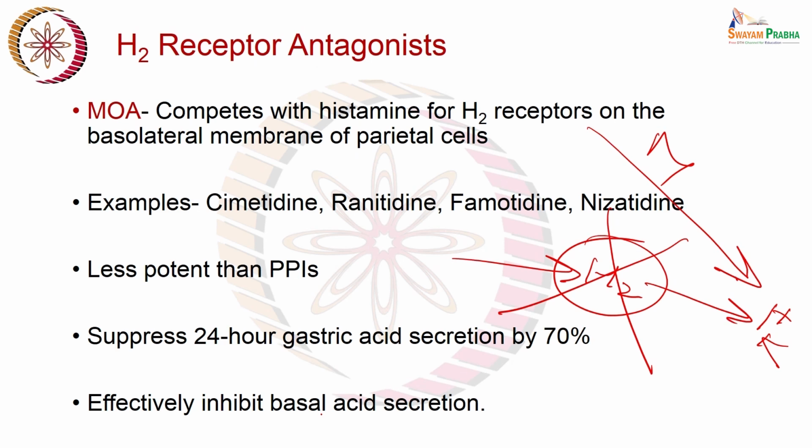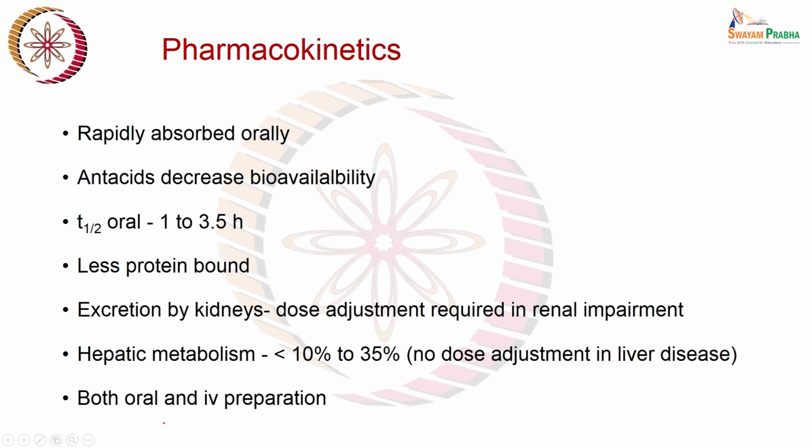For example, non-steroidal anti-inflammatory drug, the fatty diet or stress or pentagastrin, when you stimulate these things, that is called as stimulated. So, this effectively inhibits the basal secretion, that is why they are effective. They are absorbed very fast and reasonably well, the bioavailability is good, and the half life is just 1 to 3.5 hours, and they are less protein bound.